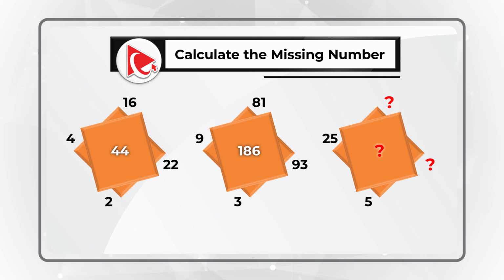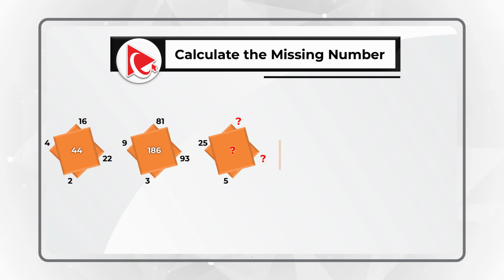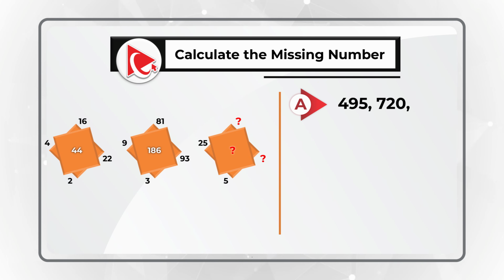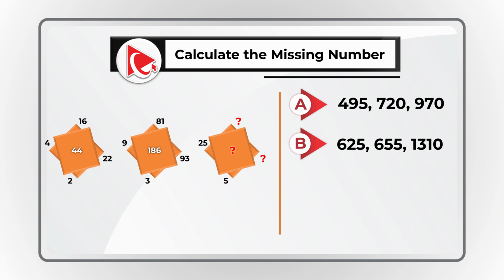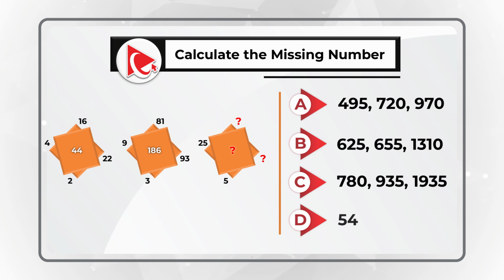You need to select the missing 3 numbers out of 4 possible choices. Choice A, 495, 720, and 970. Choice B, 625, 655, and then 1310. Choice C, 780, 935, and 1935. And then the last but not least is choice D with 545, 610, and then 1000. Take a close look to see if you can come up with the solution.